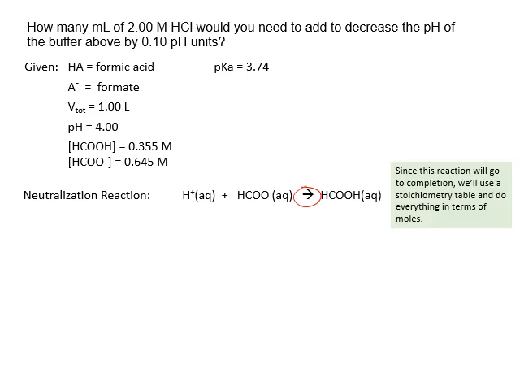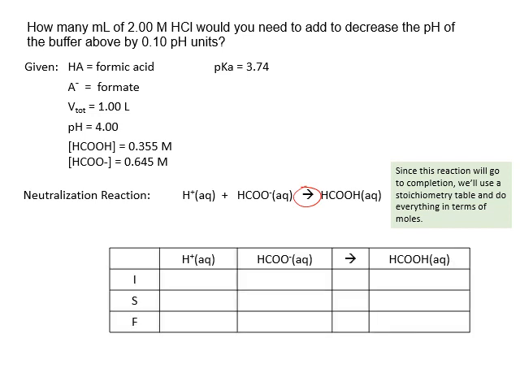Because the reaction will go to completion, we're going to use a stoichiometry table rather than an ICE table, and we'll do all of our calculations in terms of moles. Also notice that we are going to be having a volume change in this problem, so we'll have to do everything in terms of moles and then calculate concentrations at the very end if needed. So let's go ahead and show our stoichiometry table. I have put in the neutralization reaction, and rows for initial, the stoichiometry change, and the final amount.